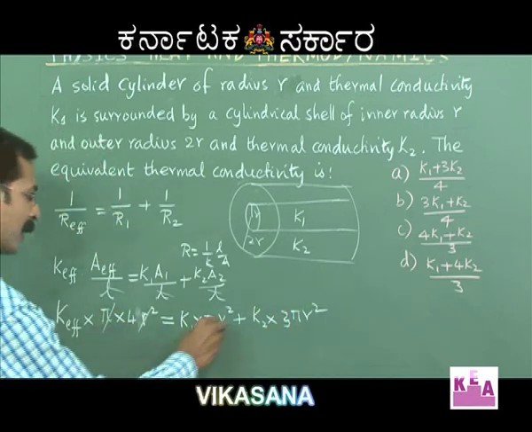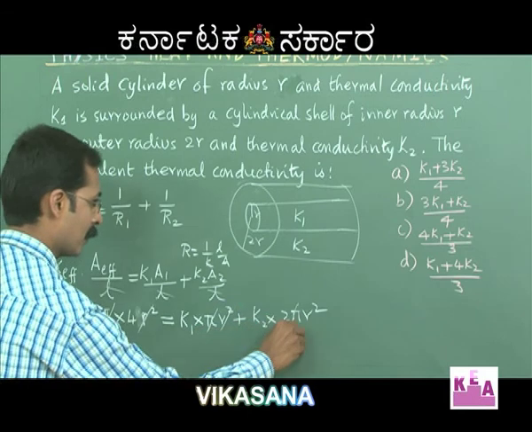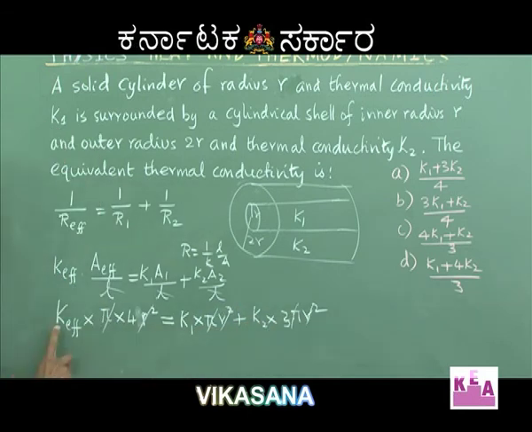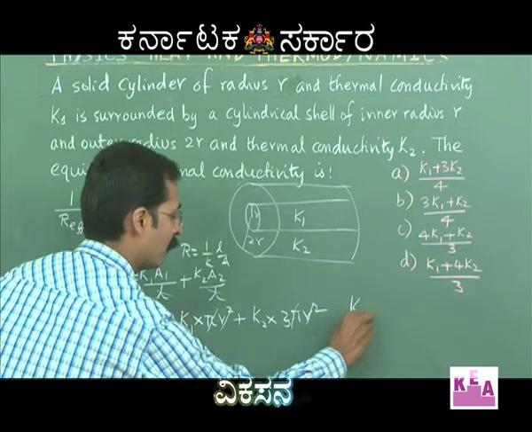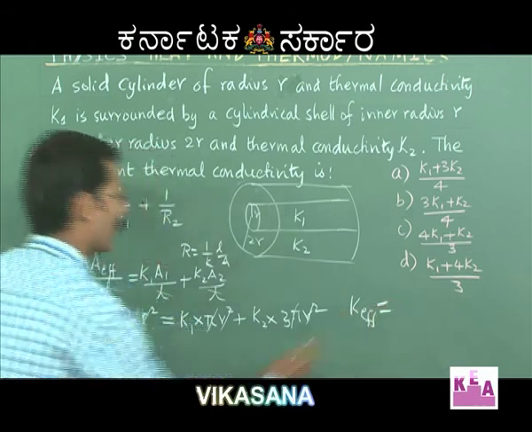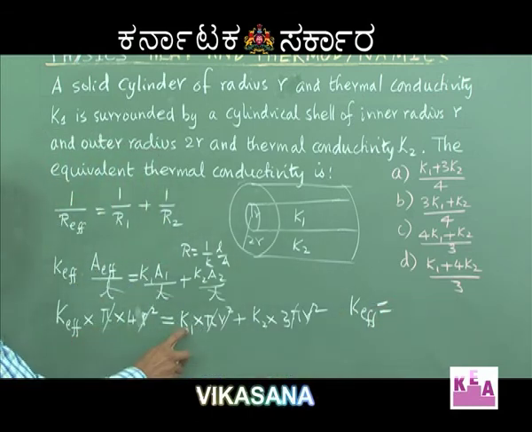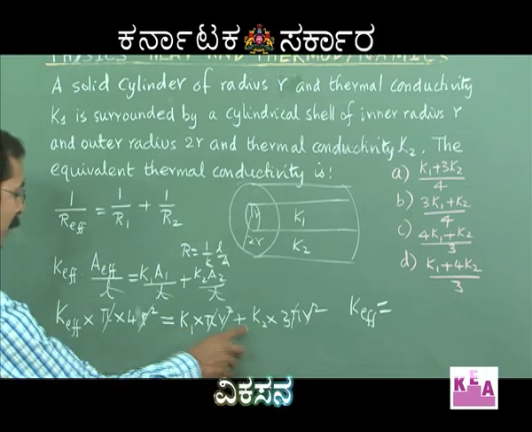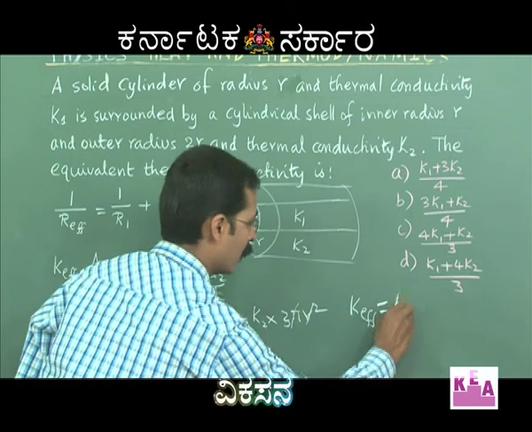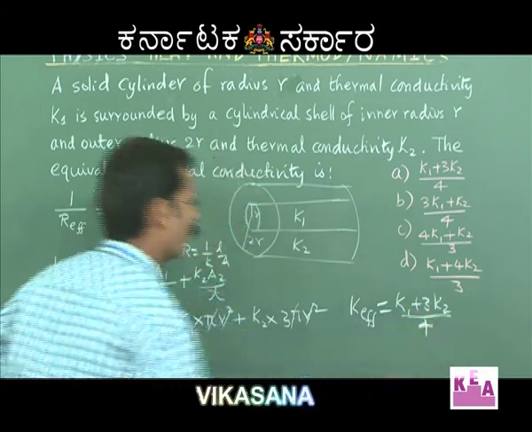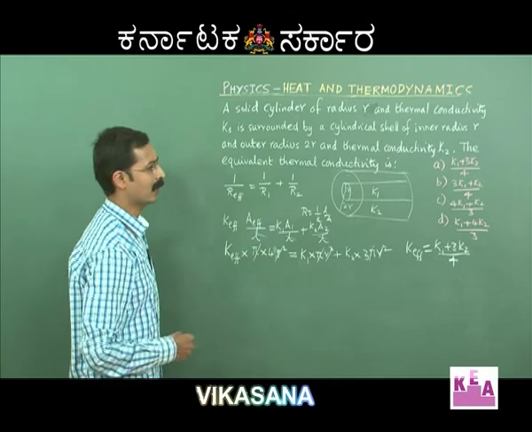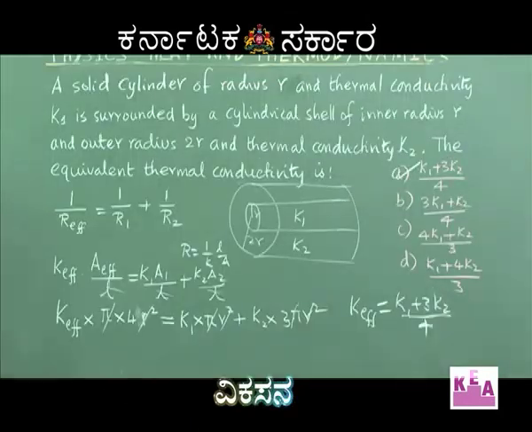Pi r squared gets cancelled and we are left with 4 into K effective is equal to K1 plus 3K2. Therefore, K effective should be K1 plus 3K2 divided by 4. As you can see there, option A is the right answer.